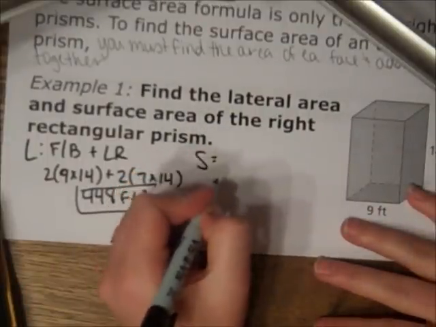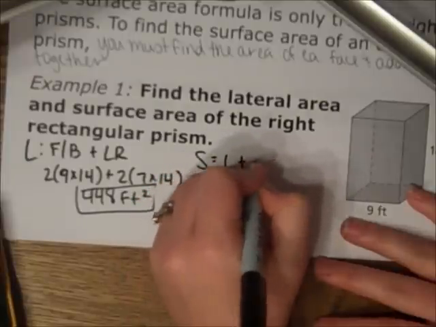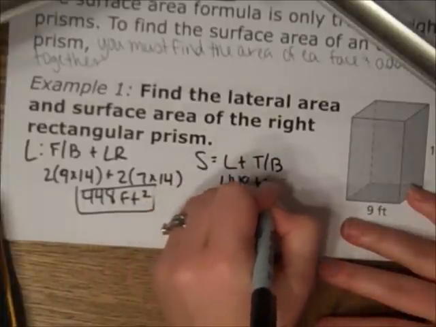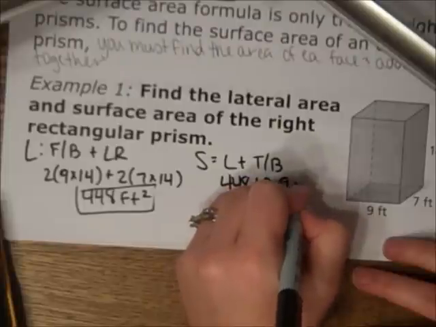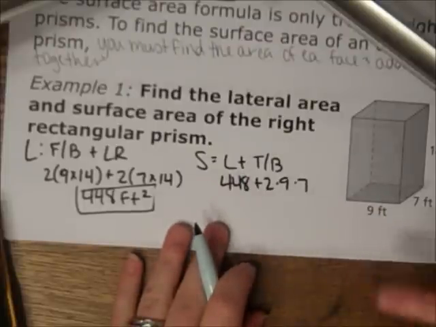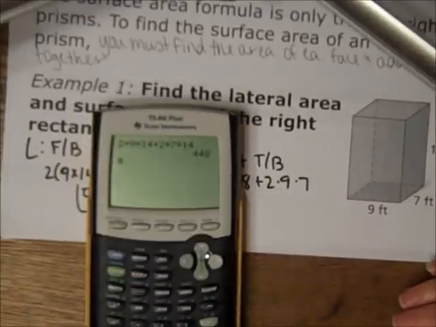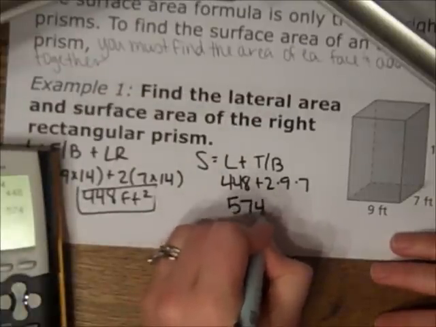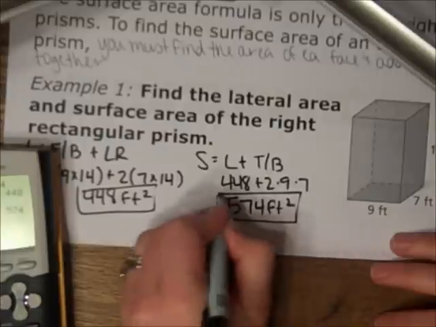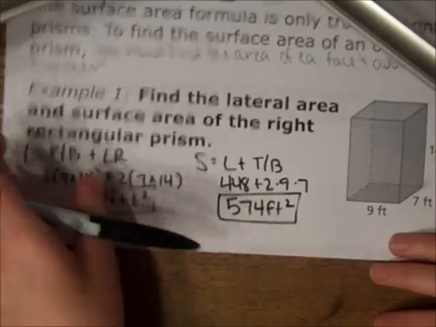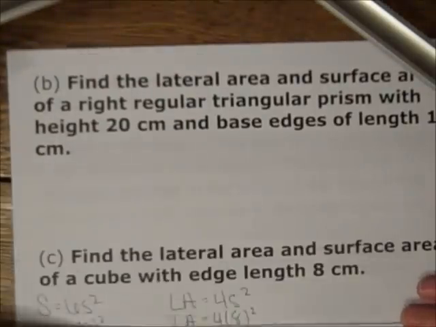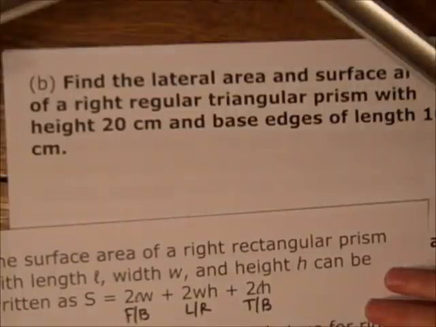Then for the total surface area, I'm going to keep the lateral and I'm going to want to do the top and bottom. So I'm going to keep the 448 and I'm going to want 2 times 9 times 7, because those are the dimensions of the top and the bottom. That is going to give me 574 feet squared for my total there. You could have done it the Ph and then Ph plus 2B way if you wanted to. You should have gotten the same answer.